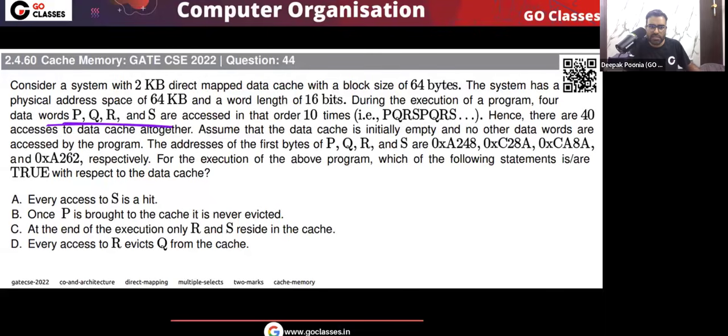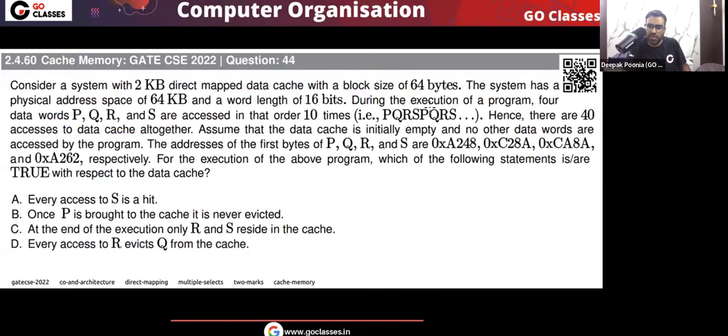And these PQRS are data words, meaning P has 2 bytes, Q is 2 bytes, and R and S are also 2-byte data words. These are not block numbers, please understand. PQRS are not block numbers. These are words, as you can see.